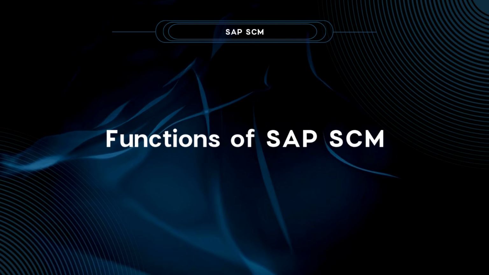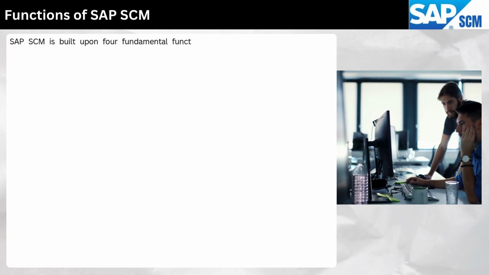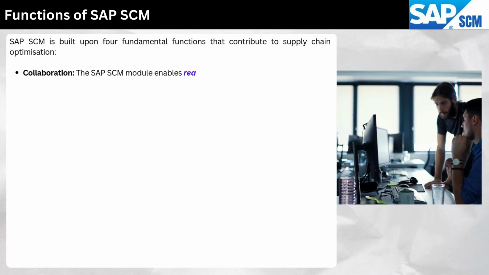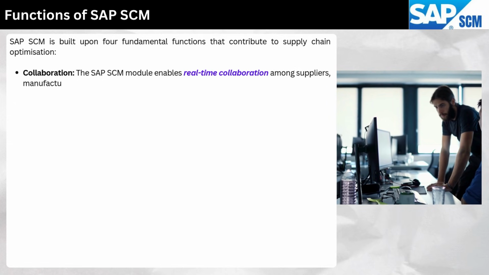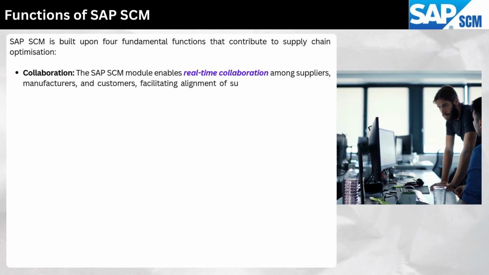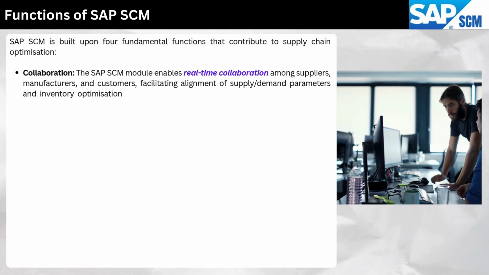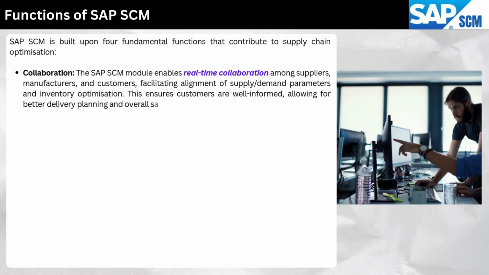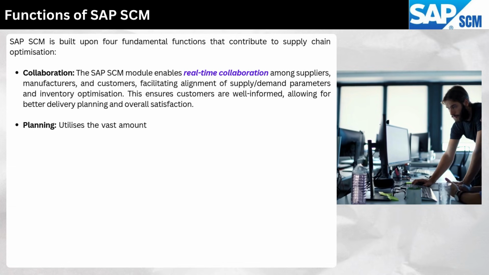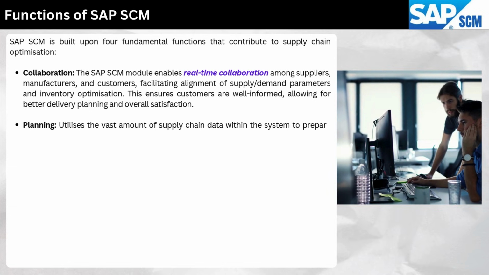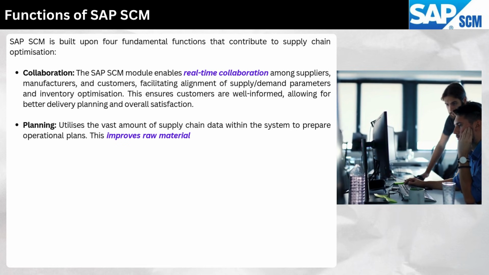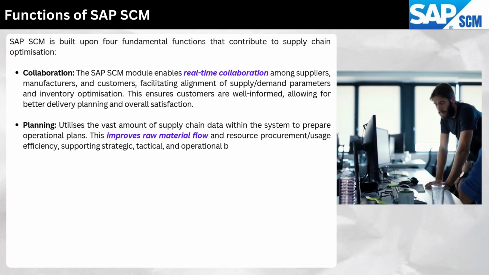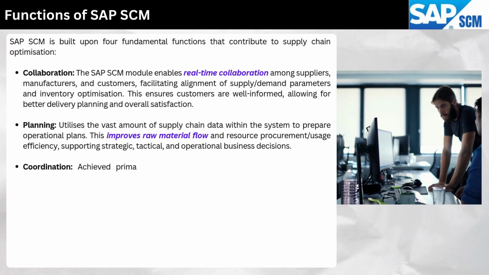Functions of SAP SCM. SAP SCM is built upon four fundamental functions that contribute to supply chain optimization. Collaboration. The SAP SCM module enables real-time collaboration among suppliers, manufacturers, and customers, facilitating alignment of supply/demand parameters and inventory optimization. This ensures customers are well informed, allowing for better delivery planning and overall satisfaction. Planning utilizes the vast amount of supply chain data within the system to prepare operational plans. This improves raw material flow and resource procurement/usage efficiency, supporting strategic, tactical, and operational business decisions.